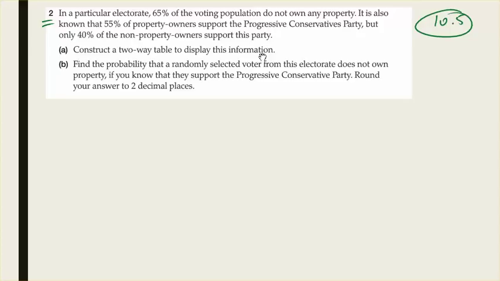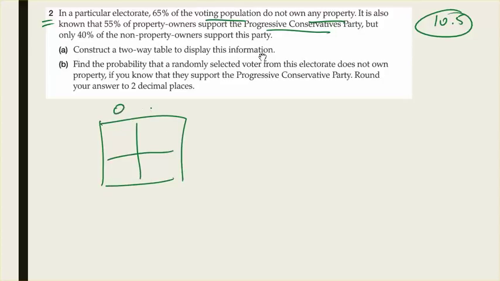So we're looking at voting populations, whether they own property or not, or whether they support the progressive conservative party. So they can own property or not own property, and support the party or not support the party. I'm going to draw a very simple two-way table. Now we know that the table sums up to 1.